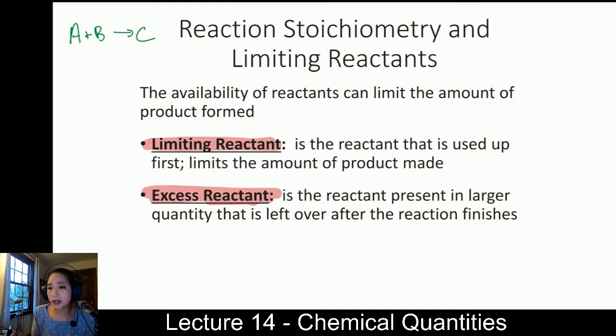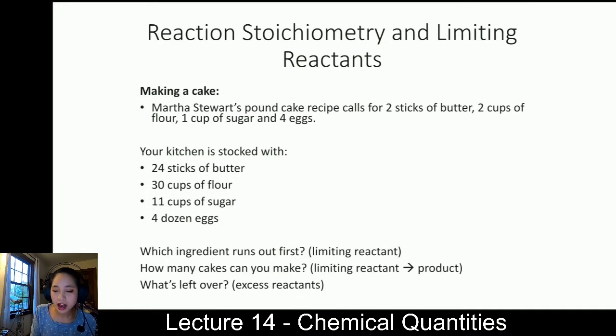So we've kind of already looked at the concepts of limiting and excess reactants before, at the beginning of the semester when we talked about baking a cake. So I'll just bring that example back up because I think we've all cooked in the kitchen in some capacity and run out of ingredients. So I think that's a concept that students can grasp pretty easily, and it directly relates to our concepts of limiting reactants. So let's pretend we're making this cake. Martha Stewart's pound cake recipe calls for 2 sticks of butter, 2 cups of flour, 1 cup of sugar, and 4 eggs. So this will make a cake.